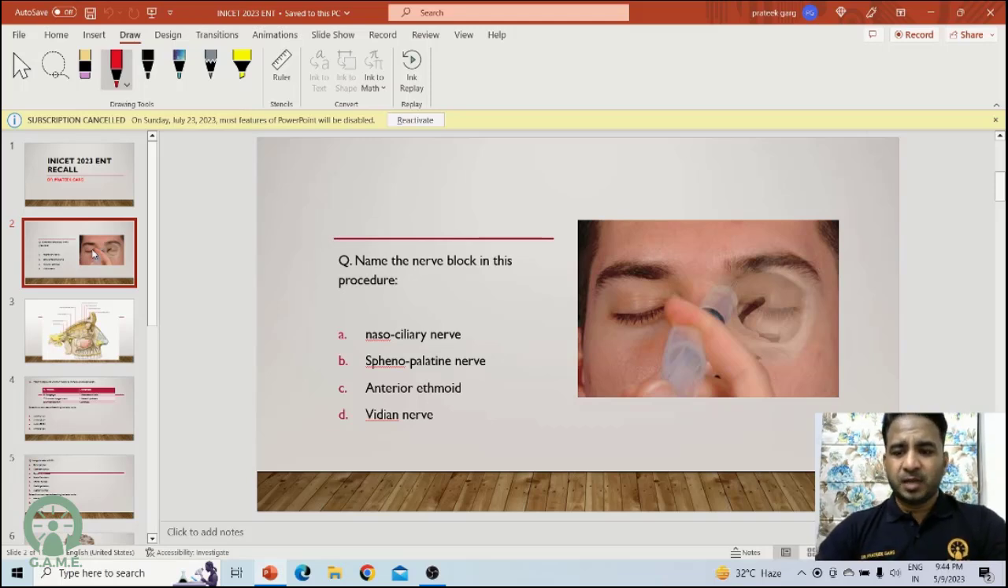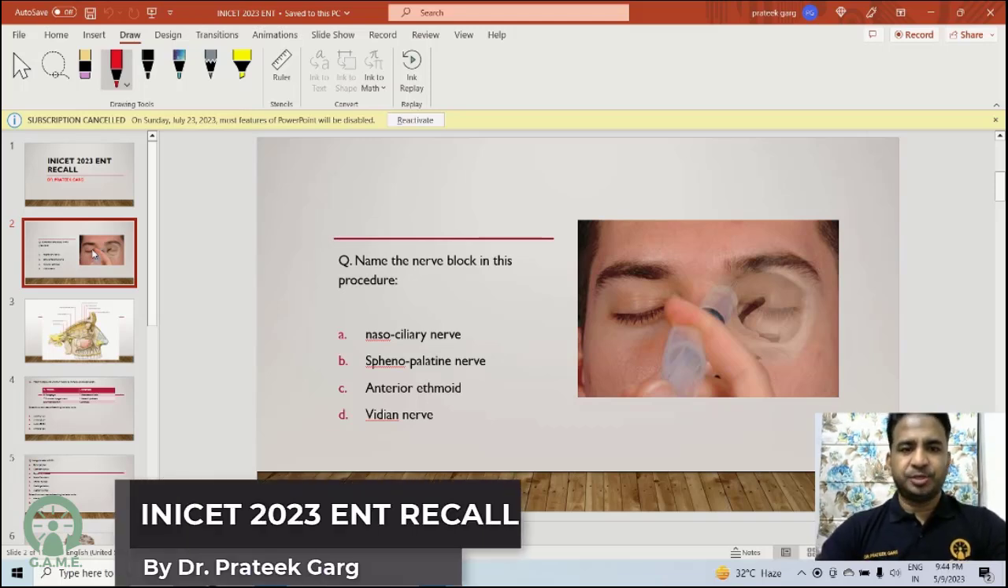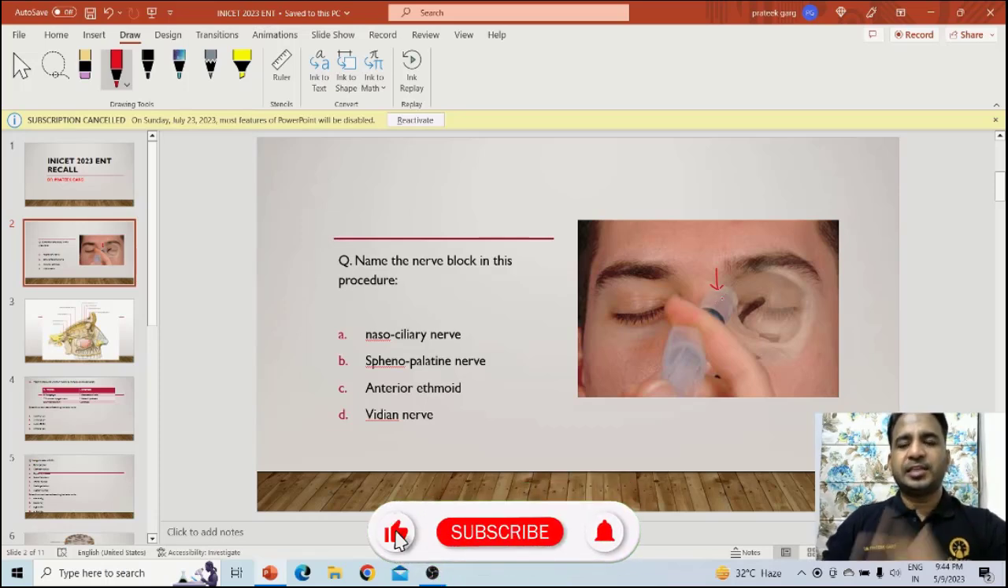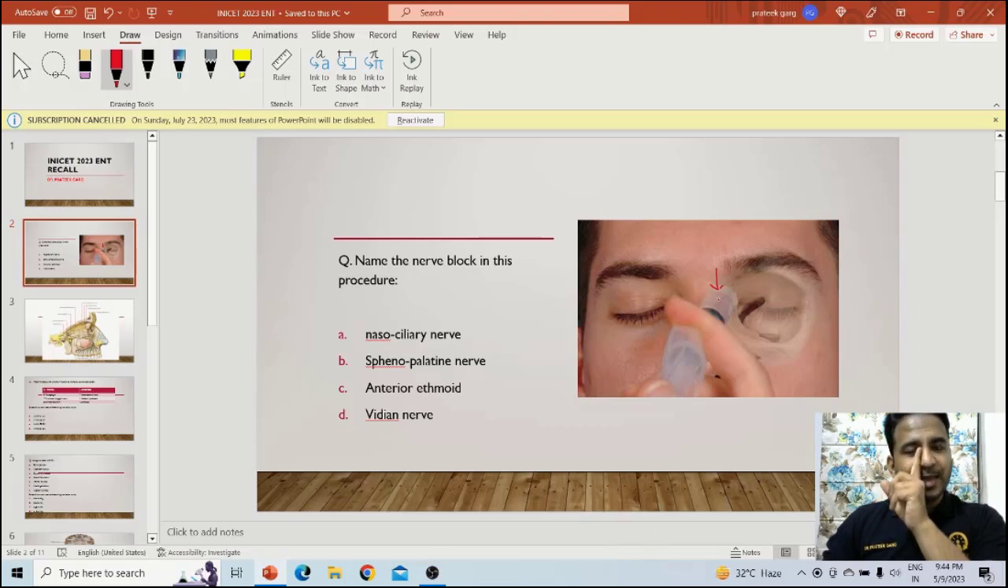The picture was given in the examination, and the examiner wants to ask: name the nerve block in this procedure. As we can see, the examiner is inserting the syringe and giving the anesthesia drug at the level of the medial canthus of the eye, between the dorsum and the medial canthus. The examiner is giving some injection and wants to know the nerve block in this procedure.